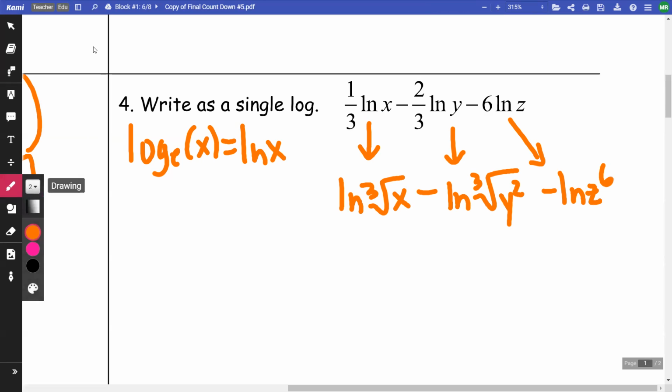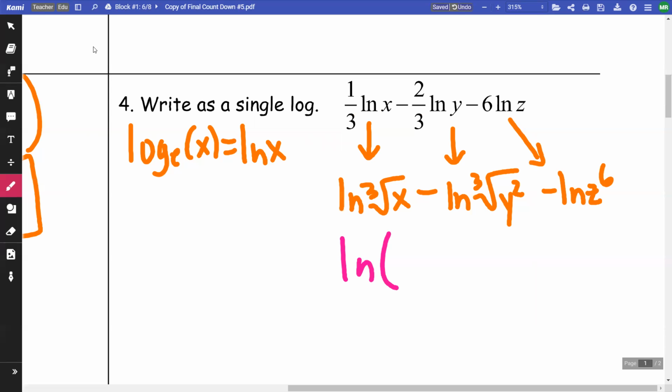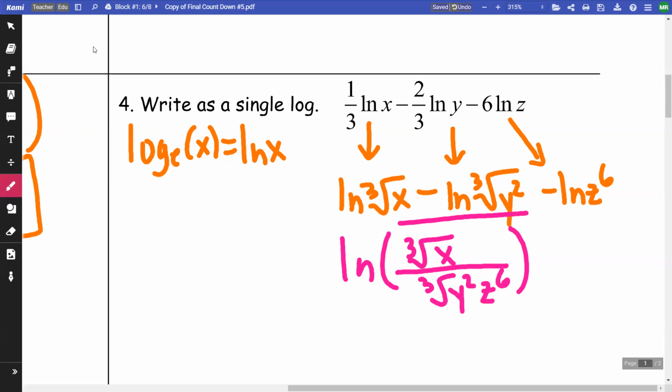Now, I'm going to write this as a single logarithm. So it's going to be ln of cube root of x, and then these are going to be on the bottom, cube root of y squared, z to the 6th. And that's your answer.